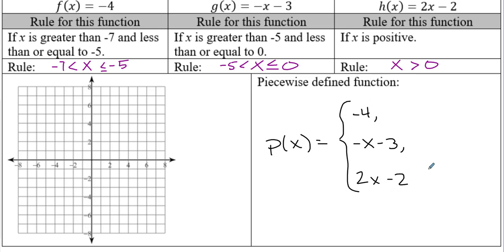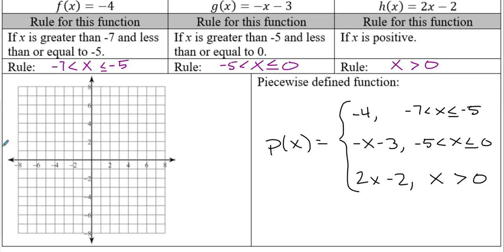So here we have all 3 of our functions, but now we want to write the restricted domain next to them. So this first one at negative 4, our domain is negative 7 less than x less than or equal to negative 5. And then negative x minus 3 is going to be between negative 5 and 0. And then here we're going to have x greater than 0. So this is what you're going to see when you are given a piecewise defined function before graphing it.